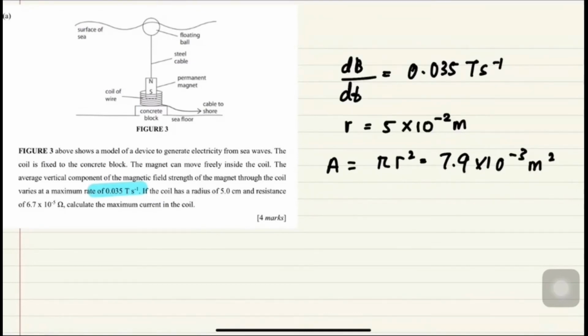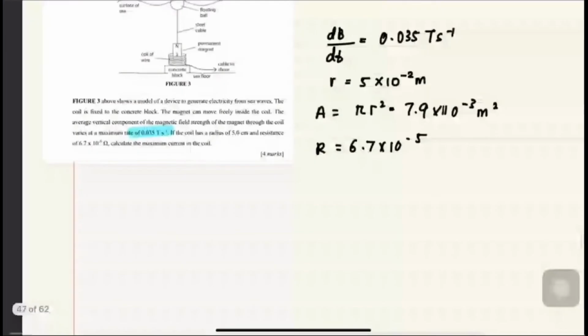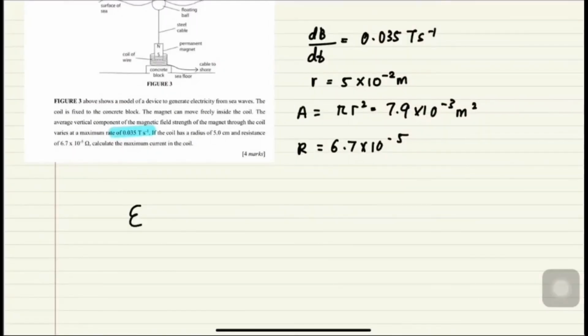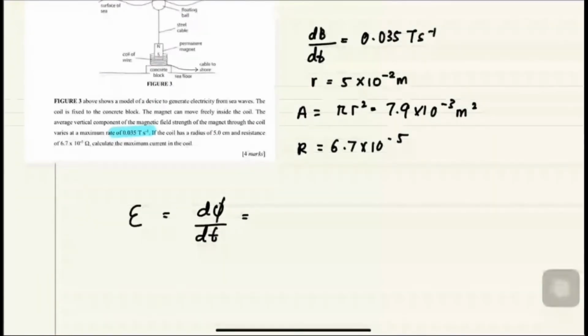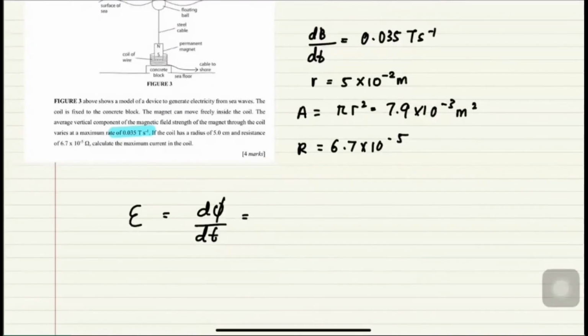Resistance is given as 6.7 times 10 to the negative 5. Calculate the maximum current in the coil. So the idea is that you want to apply Faraday's law first, dΦ over dt. Because I just want to find the magnitude, I ignore the negative part for this one. So Φ is equal to BA cos θ, right? So d over dt of BA cos θ.